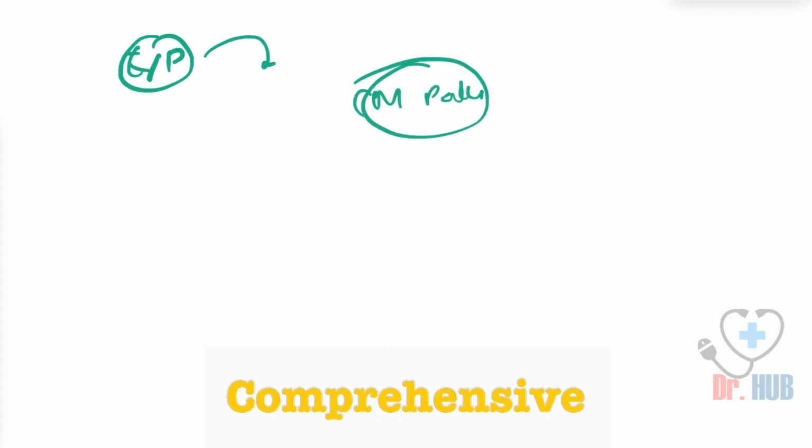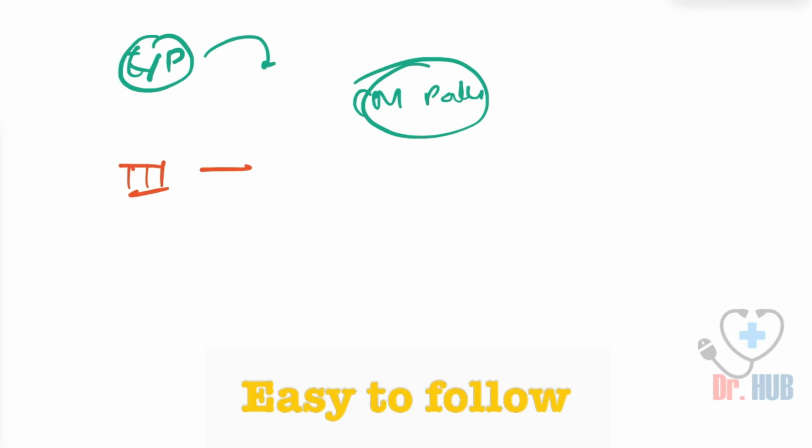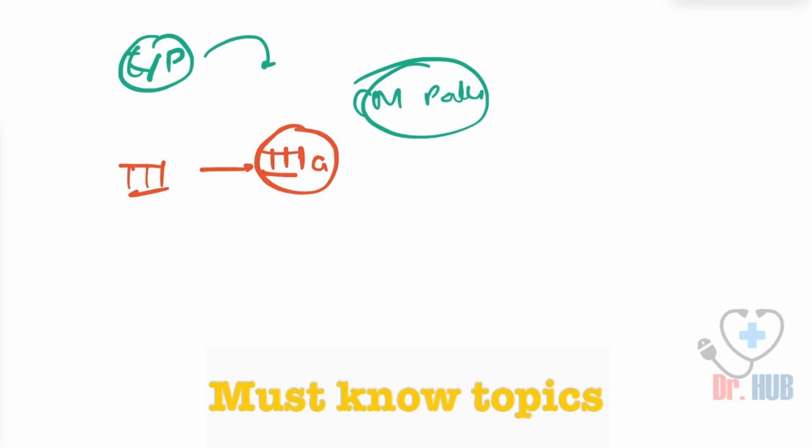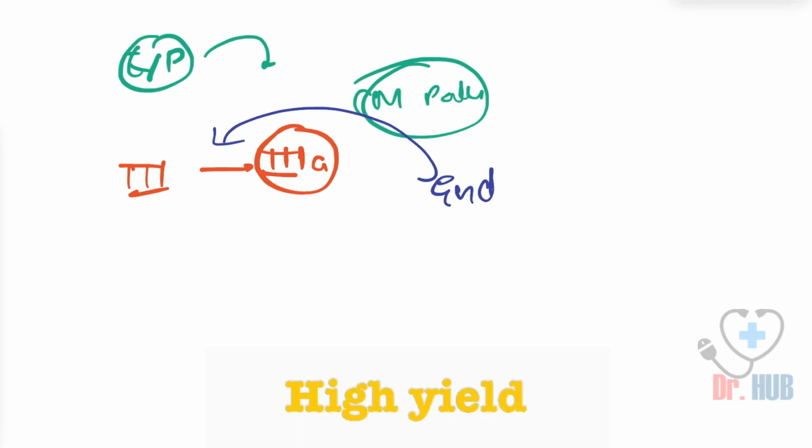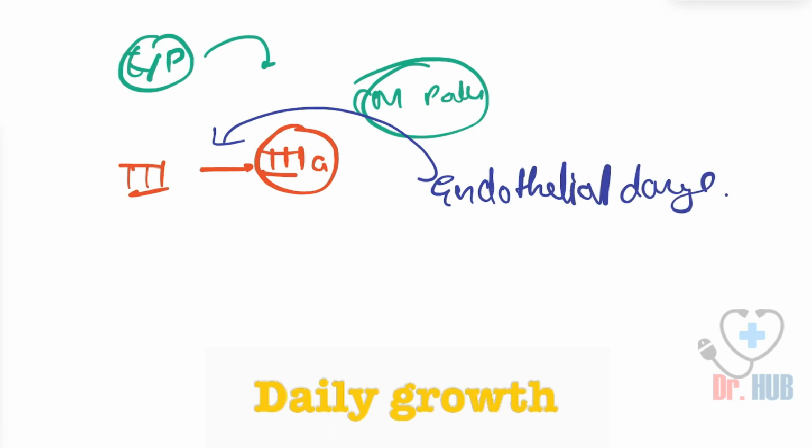So firstly, the extrinsic pathway, there is factor 3 to 3A. This 3 to 3A is in presence of the endothelial damage. After the endothelial damage contributes to the movement of 3 to 3A, then on addition of calcium.